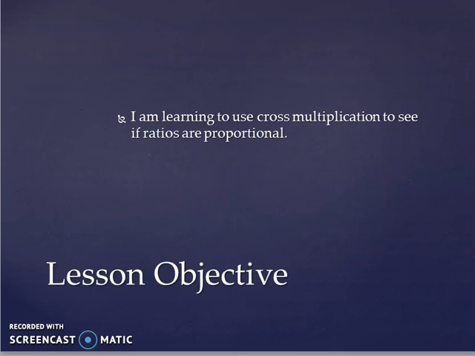So now we're going to go back to our lesson objective. Let's look at it one more time. I'm learning to use cross multiplication to see if ratios are proportional. So I want you to take what you've learned from this lesson and do some practice on cross multiplication. And I hope you enjoyed the lesson.